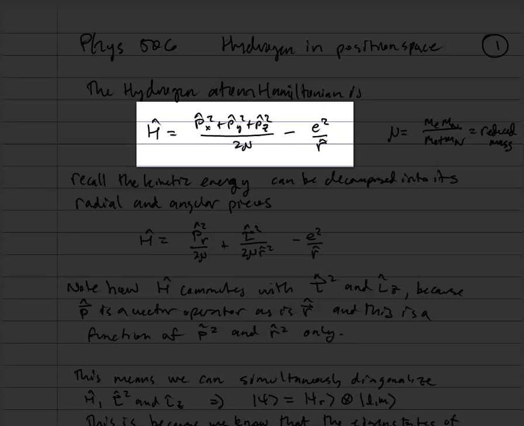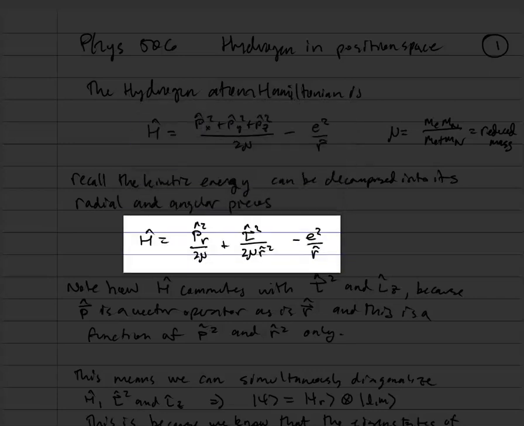All right, so now let's recall that the kinetic energy can be decomposed into its radial and angular pieces. We have the radial momentum squared P_r squared over 2 mu plus the angular momentum L vector operator squared over 2 mu r squared minus e squared over r. And we are ignoring the motion of the center of mass, as we mentioned we would be doing.